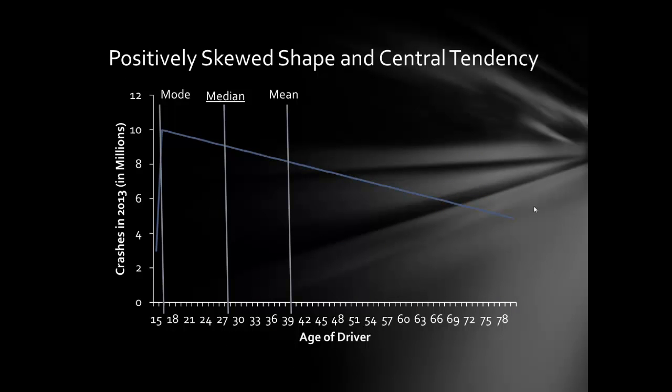Here's a distribution looking at the age of drivers and the number of crashes in 2013. This is based off some rough estimate of CDC data that I looked at in the past. You'll see here that the younger drivers have a whole lot more accidents than all the other drivers, and it tapers off as the age increases. This is a positively skewed distribution. Most of the accidents fall in the young age group, and then it tapers off as you go to the higher ages. So the mean, again, is getting dragged out towards that tail of the distribution. Those outliers are biasing the mean towards it, and the median is the most appropriate representation of the data, and then the mode is still the high point.